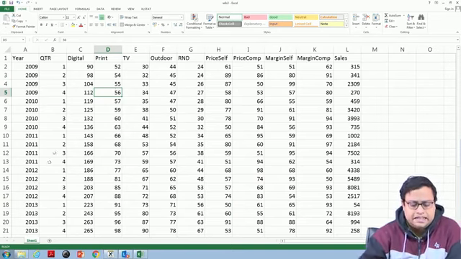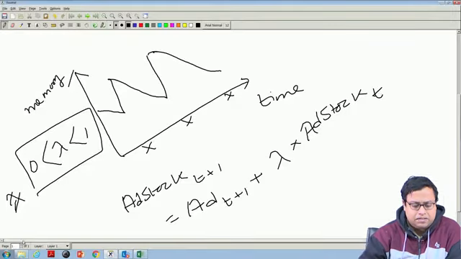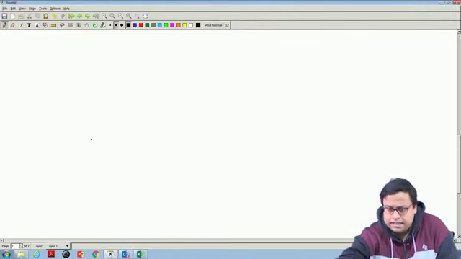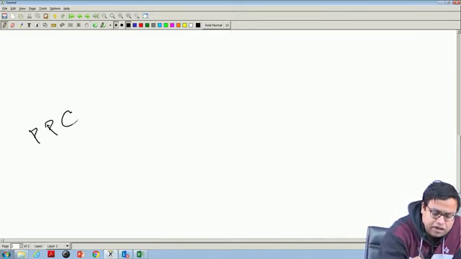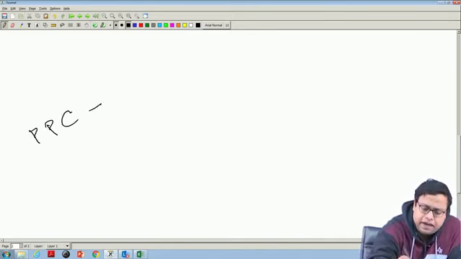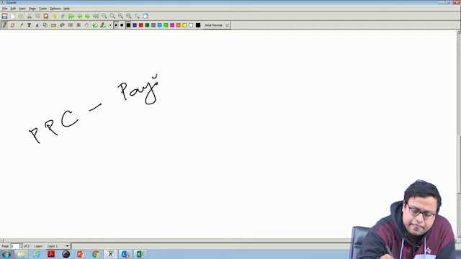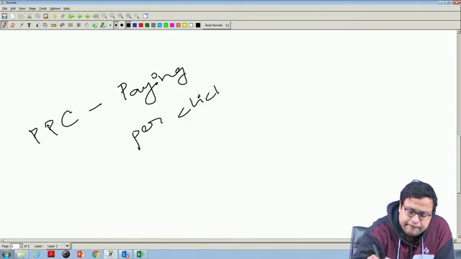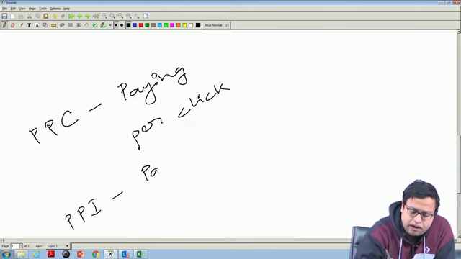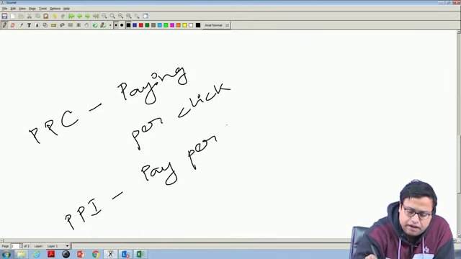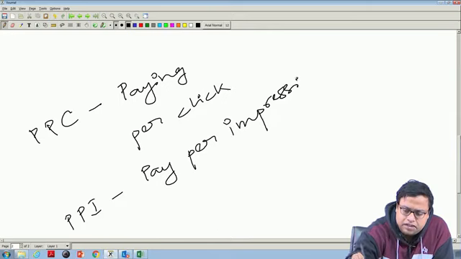When you give a digital ad, there are 2 types of things that you want to have. One is called pay per click, PPC, where I am talking about how much I will be paying per click. And then pay per impression, how much I will be paying per impression. So, which one is more important?